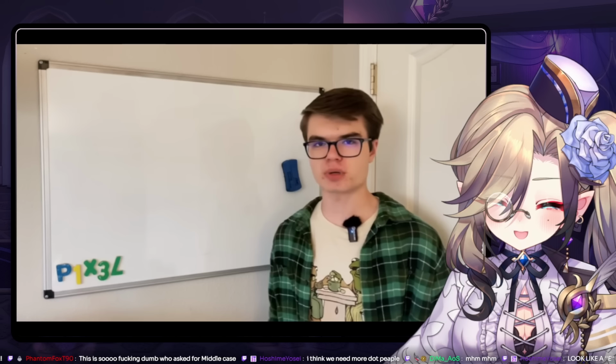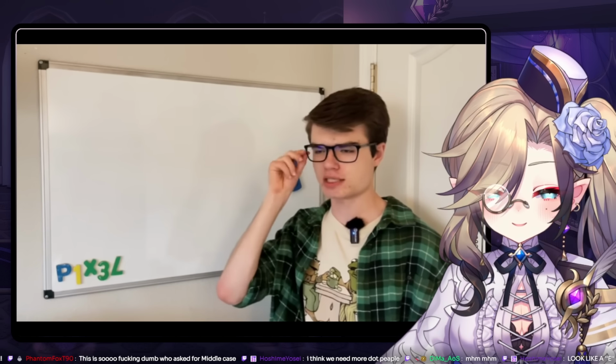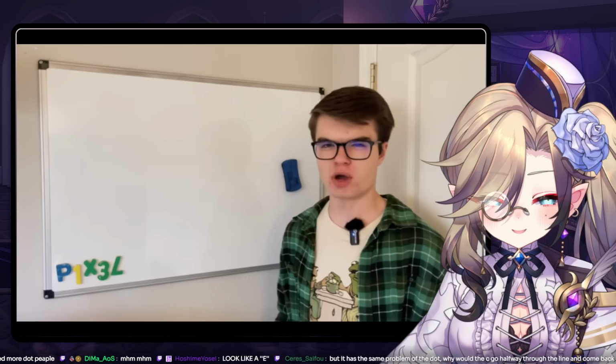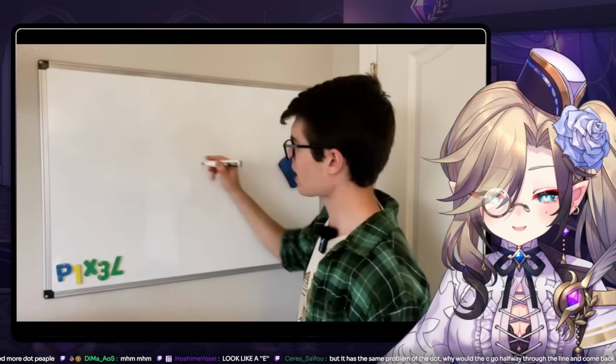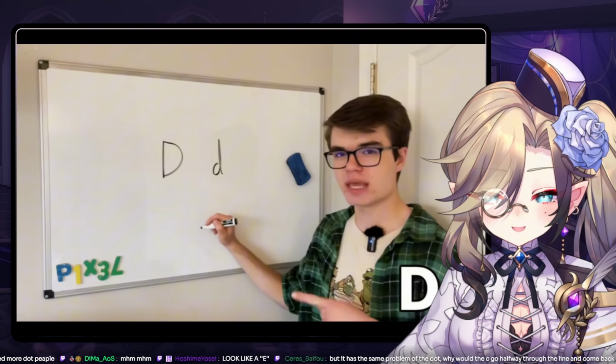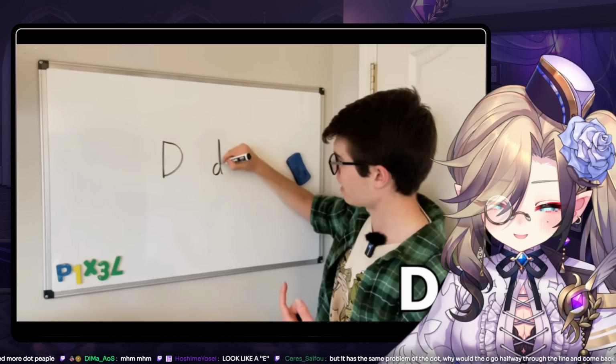This brings us to another problem letter, but not because it looks the same between uppercase and lowercase. It's just a weird one to design an in-between letter for. That, of course, is D. The only thing that remains similar between these two is this line.